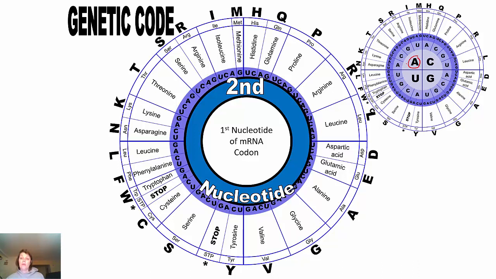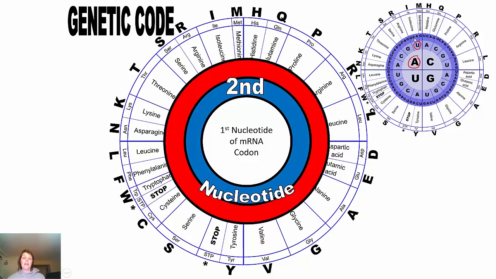and then we've narrowed it down to this quarter of the genetic code. The second nucleotide was a U. So now we've narrowed it down to this sector. And then this next ring out is going to be the third nucleotide of the codon. And there's G is the third one. And so what amino acid does AUG code for? It codes for one called methionine.